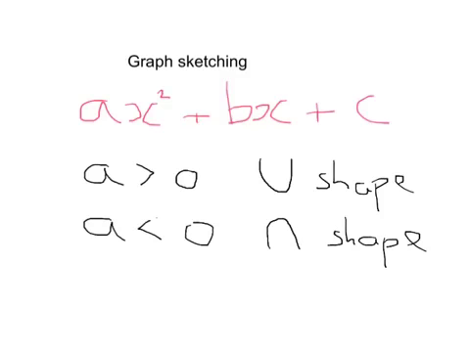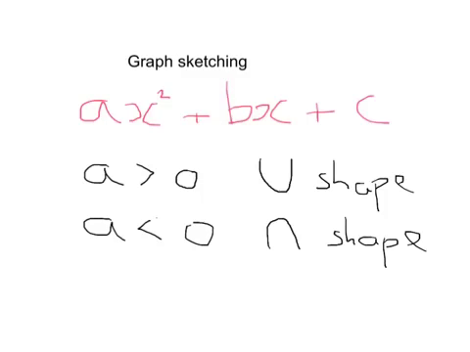So we've got our first indicator as to the shape of the graph, which is going to help us to make that sketch. It's worth reminding you that sketching a graph is not the same as doing a table of values and plotting the points. That would be drawing a graph. Here we're sketching, and it should be a much quicker process for us. So the first indication is the value of a.